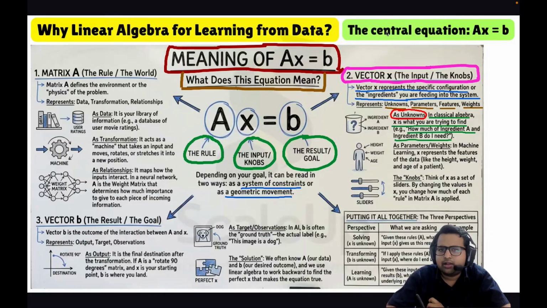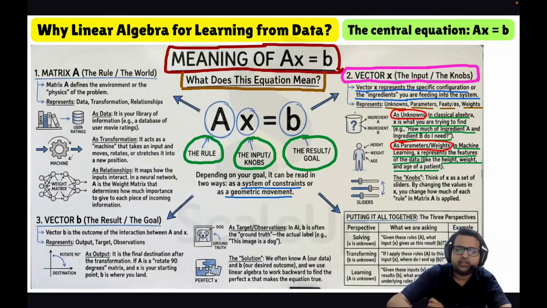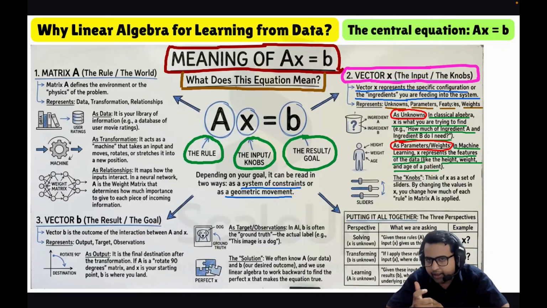This vector X can also represent parameters or the weights. So in machine learning, X represents the features of the data, like the height, weight, and age of a patient. So this vector x can represent features, weights or parameters, like for a patient, the height, weight, and age.